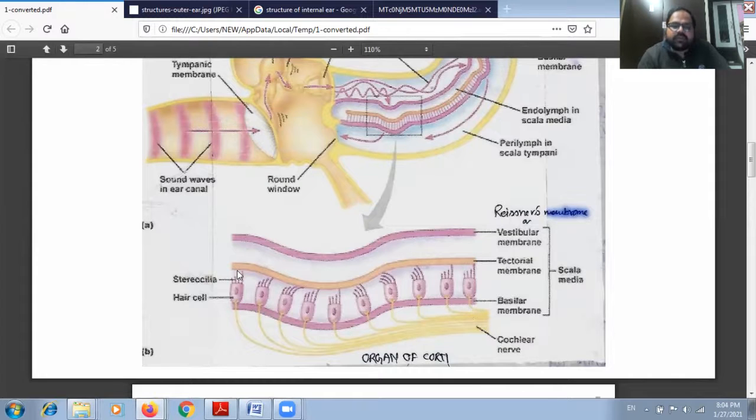So what happens on the basis of vibration? This tectorial membrane moves on the hair cells, and these hair cells, on the basis of vibration, generate a potential difference, and after creating the potential, it sends a signal to the brain.